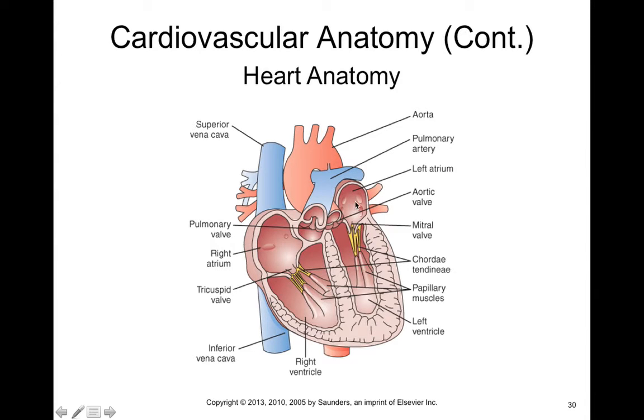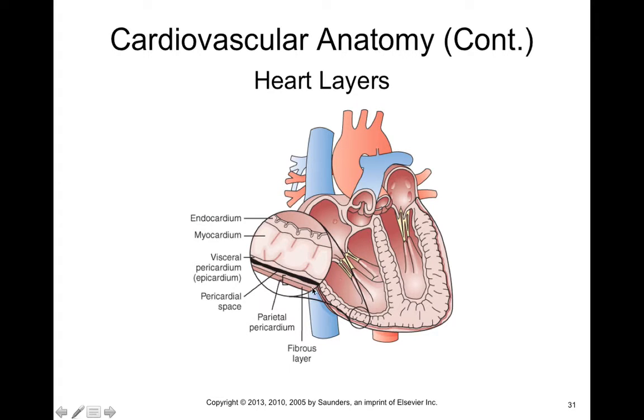Now the left atrium, when this contracts, will pump blood into the left ventricle through the mitral valve, or left AV valve. And when the left ventricle contracts, it'll pump blood up through the aortic semilunar valve, through the aorta, and beyond.